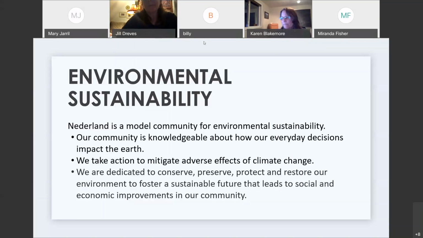So I agree that the word sustainability has been misused and may continue to be so. But I like the bullet points. We take action to mitigate adverse effects of climate change, starting with how we use energy ourselves. Anyway, I will mute myself. Okay, can I put in one more 2 cents?